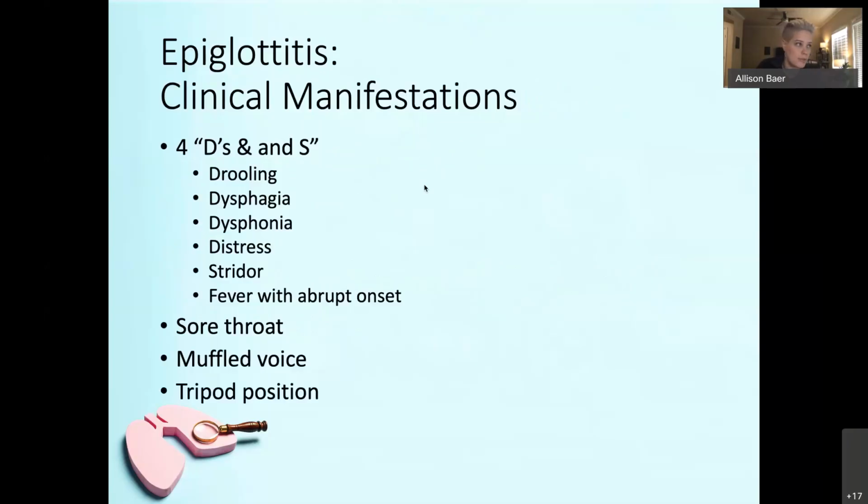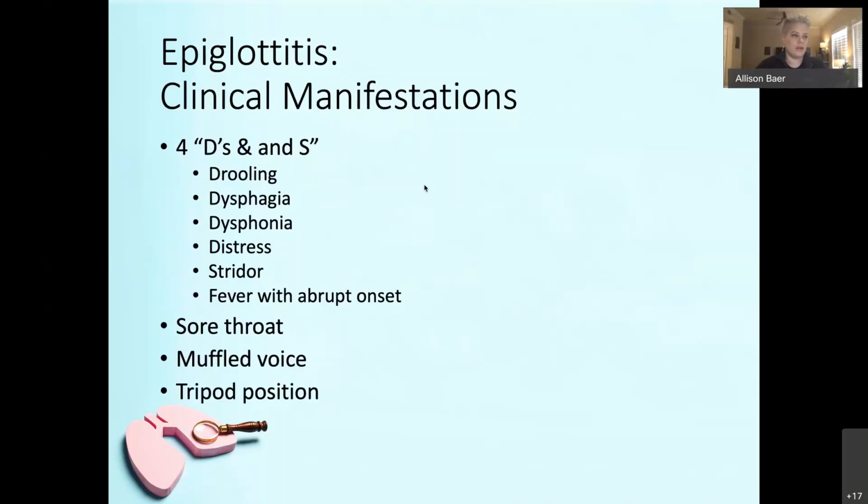So this is going to show up with what's called the 4 Ds and an S. So you're going to see drooling, dysphagia, so they're not going to want to swallow, their throat's going to hurt. Dysphonia, which is a muffled voice. Distress, they're going to be very anxious, restless. They're not going to be happy people. And stridor is a very late sign.